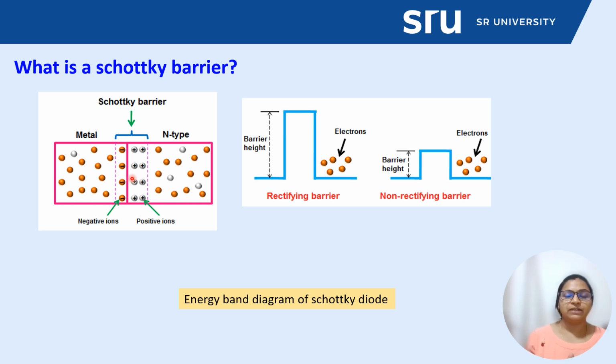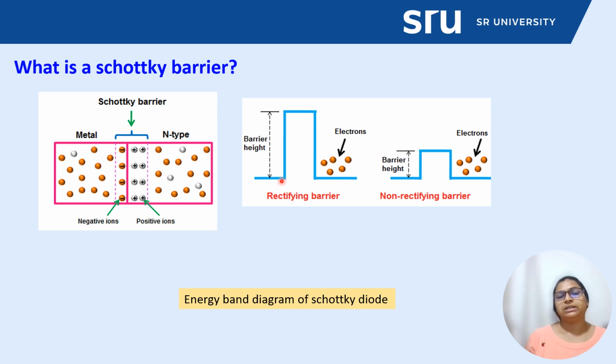If we ask what the Schottky barrier is, we can define it as nothing but the depletion layer formed at the junction of a metal and an N-type semiconductor. In simple words, the Schottky barrier is the potential energy barrier formed at the metal and semiconductor junction. The electrons have to overcome this potential energy barrier to flow across the diode.